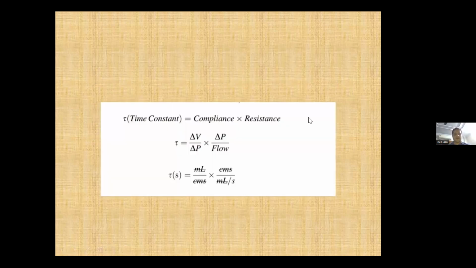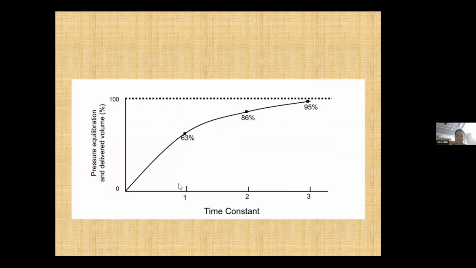Okay, so this is the formula for time constant. Again, I told you, compliance into resistance. Compliance is nothing but change in volume by change in pressure, whereas resistance is nothing but change in pressure by flow. So ultimately the time constant unit is seconds. Okay, so we get the value of time constant in seconds.